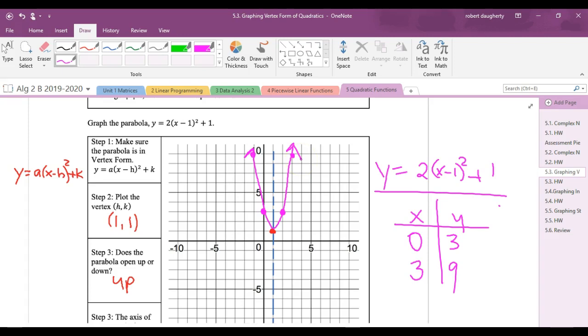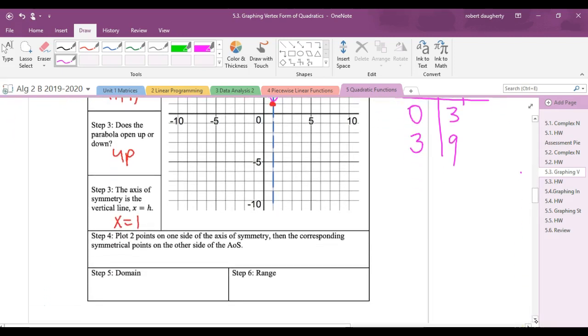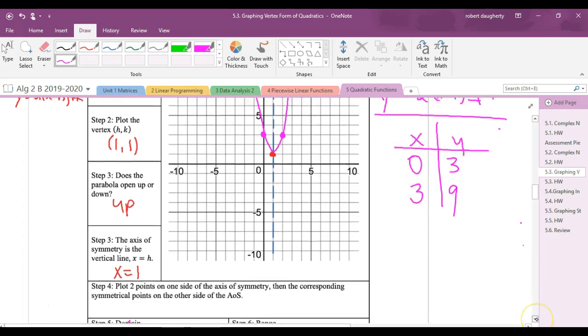And that should be it. What is the domain of this function? The domain of every one of these is negative infinity to infinity, so please do not miss that. The domain of this function is negative infinity to infinity. What is the range of this function? Not 0, 1. The range is 1 to infinity.